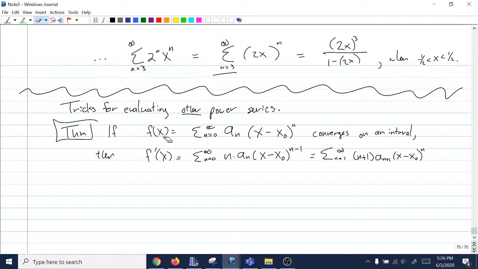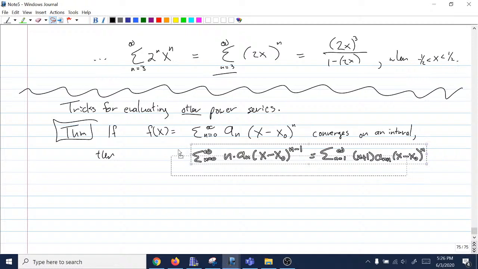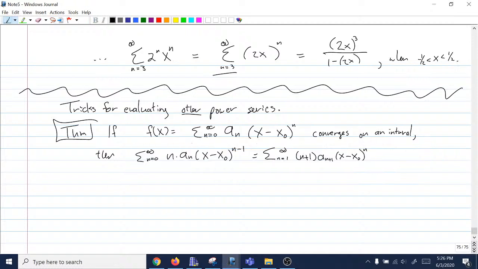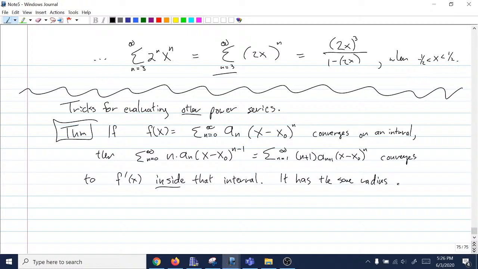Then this series converges. And it converges to the right thing inside that interval, but not necessarily at the endpoints. By inside, I mean not at the endpoints. It has the same radius of convergence, but may behave differently at the endpoints.